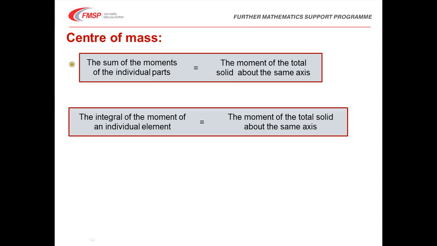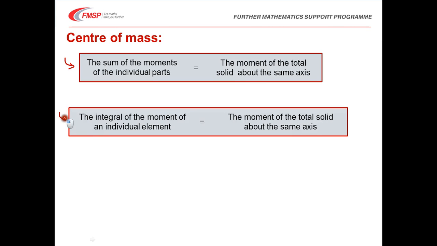If we're talking about a composite body that's made up of recognisable shapes, then we can say that the sum of the moments of the individual parts of that composite body is the same as the moment of the total solid about the same axis, and that's the fundamental method that we're using when we're calculating the location of a centre of mass.